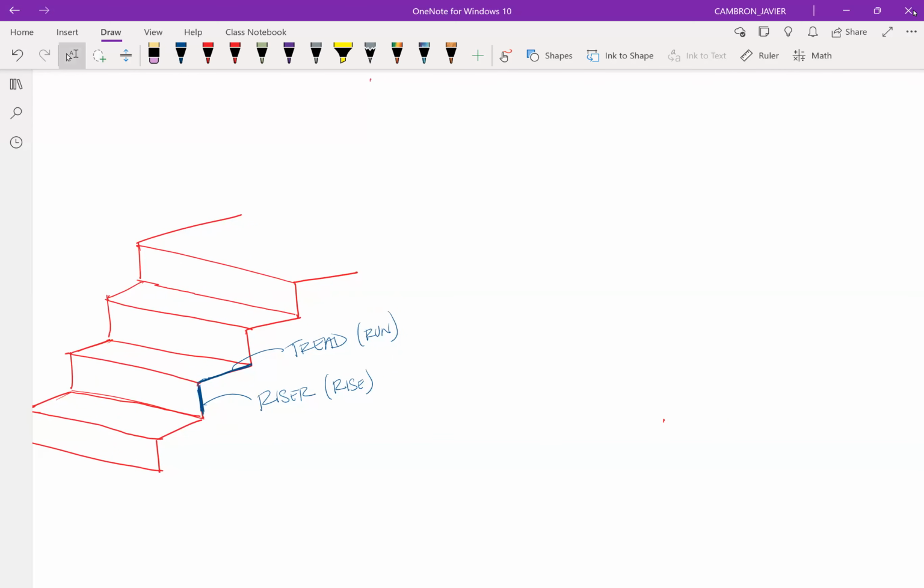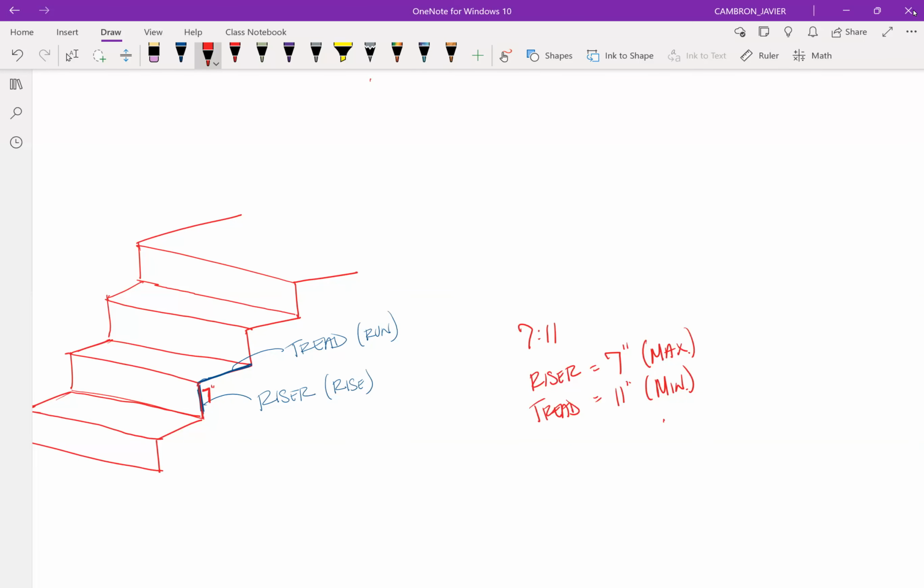When it comes to the riser and the treads, we follow a basic rule called the 7-11. Okay. What the 7-11 means is that your risers have to be no higher than 7 inches. So that's a 7-inch maximum. This point right here has to be 7 inches max. It cannot go up higher than 7 inches. Your tread has to be 11 inches minimum. Okay.